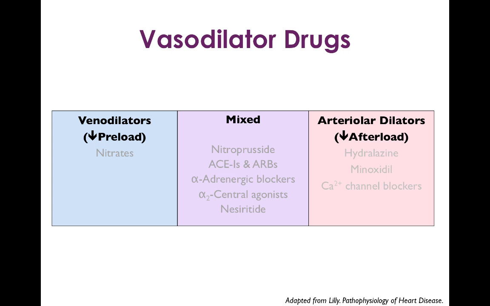Okay, so we're sort of done recapping the mechanisms of the vasodilator drugs. We talked about venodilators, which decrease preload, arteriolar dilators, which decrease afterload, and mixed drugs with mixed effects. I should mention that I skipped over talking about the alpha-adrenergic blockers and the alpha-2 central agonists because they were covered extensively in your renal ANS block, and I don't think I'm going to have anything intelligent to add to what Dr. Selinsky had to say.